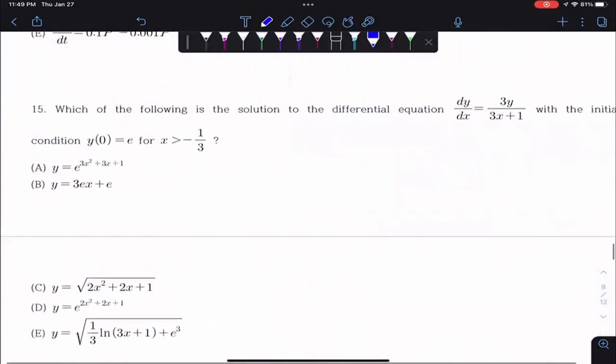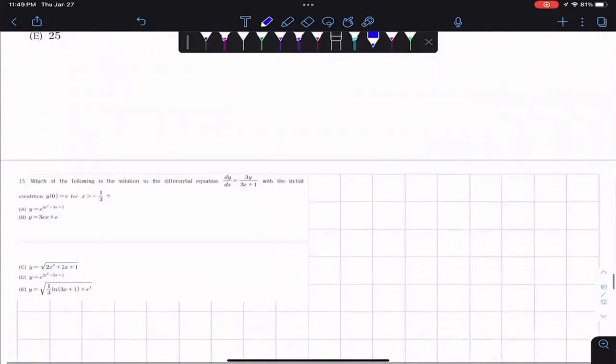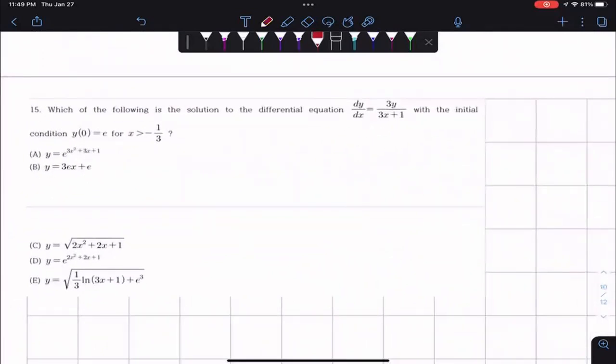Look at problem 15. Which of the following is the solution to the differential equation dy over dx equals 3y over 3x plus 1, with the initial condition y(0) equals e, for x more than minus 1 over 3? Let's solve the problem.